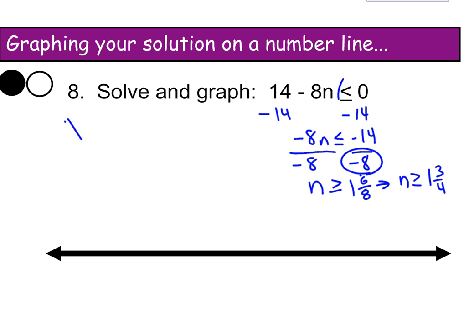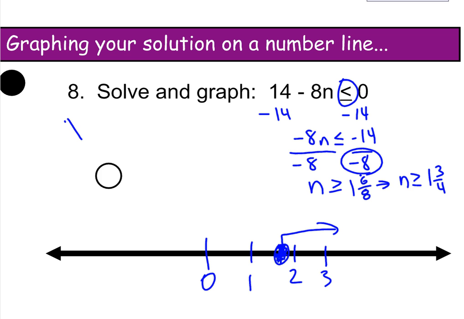So my original sign, I was pointing left. This time I'm pointing right. So n is greater than 1 3/4. 1 3/4 is going to be about right here. This is going to be a filled circle. I'm going to go that way. I want this one. Put that right there.